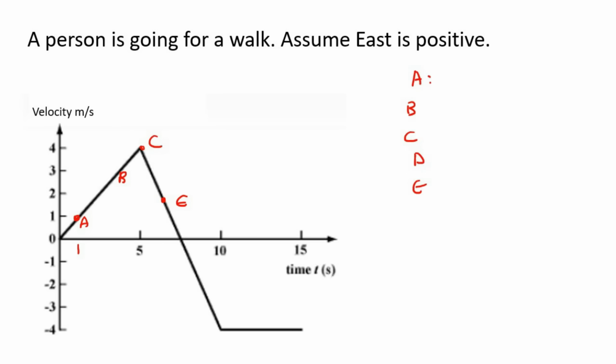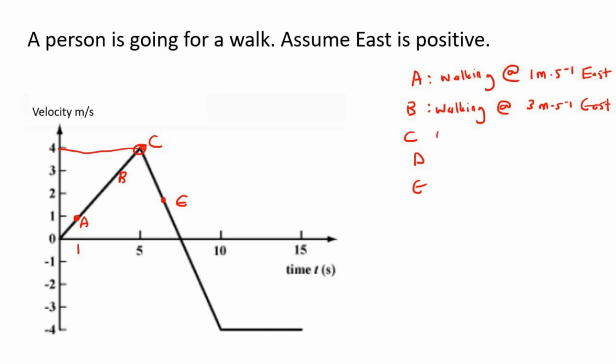So what we said at A was that they are walking at 1 meter per second east. Now at point B, we said that the velocity is 3, so they're still walking east at 3 meters per second. So they have not changed direction. Now at point C, they are now walking at 4 meters per second. So walking at 4 meters per second east.